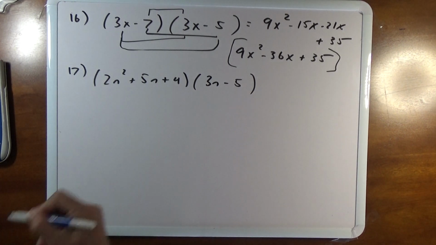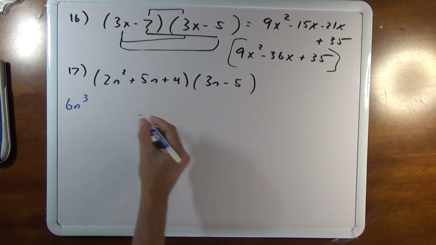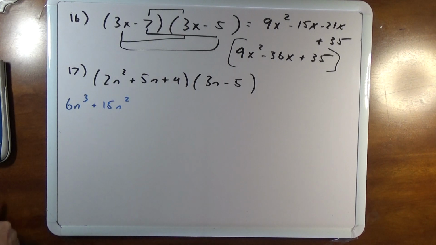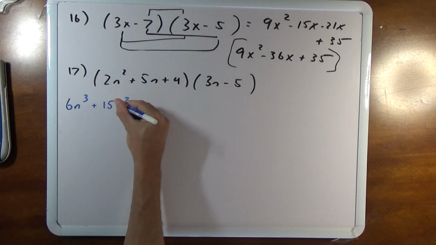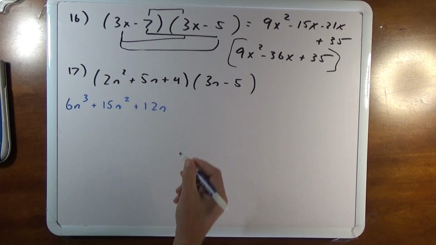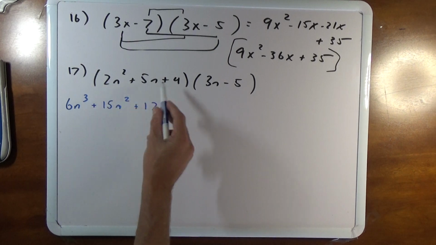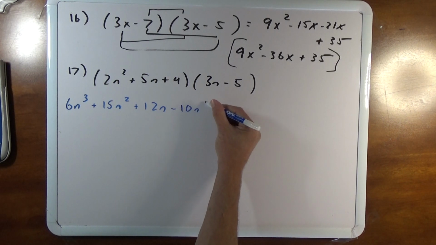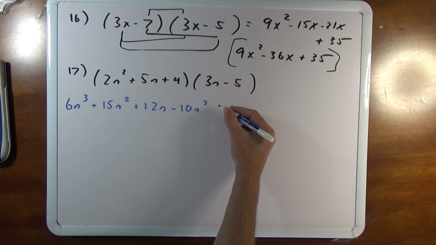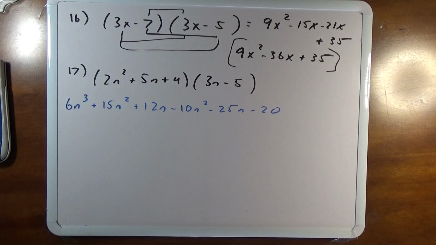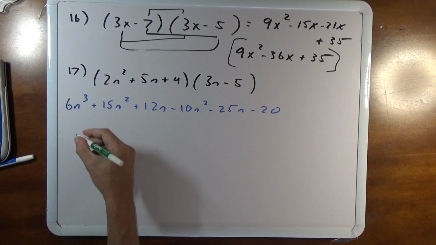3n times 2n squared is 6n cubed. 3n times 5n is 15n squared. Let me clean that up a little bit. 3n times 4 is 12n, and now my negative 5. So now it'll be negative, negative, negative. Negative 5 times 2n squared, so that's minus 10n squared. Negative 5 times 5n, or minus 25n. Negative 5 times 4, or minus 20. So this is 6n cubed.